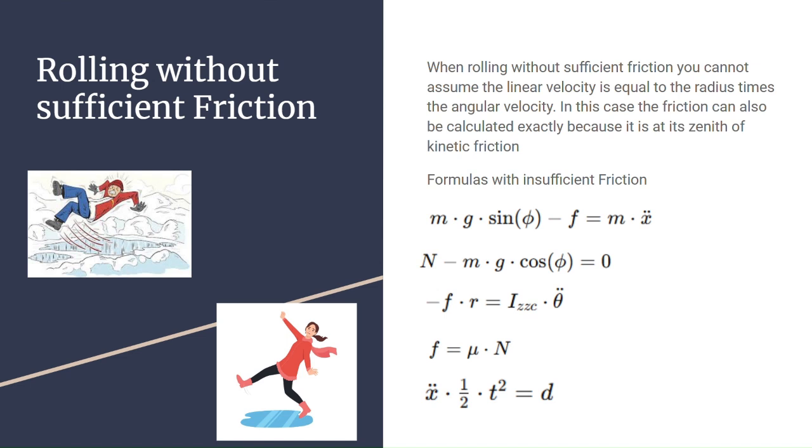And up here, I went from having F net equals ma in x and y to actually solving for the forces that are there, which is mg sine phi, where phi is just the angle of whatever slope you're at, minus friction equals your mass times your acceleration.